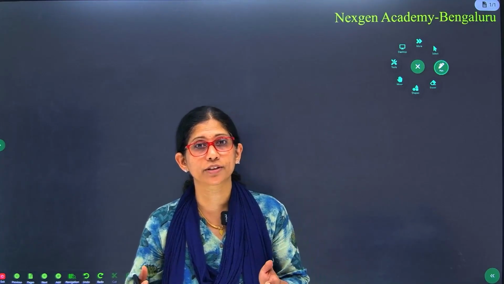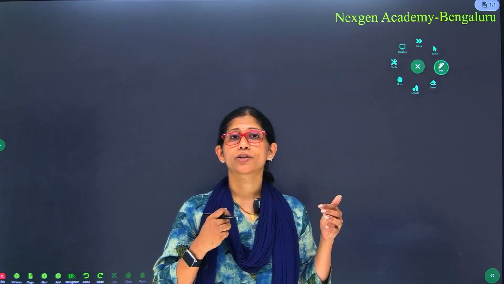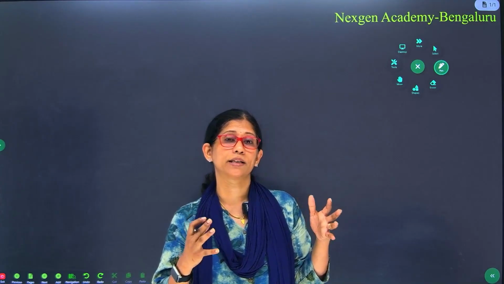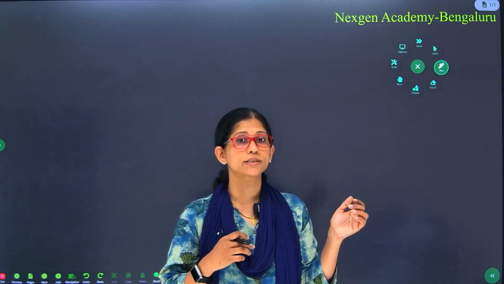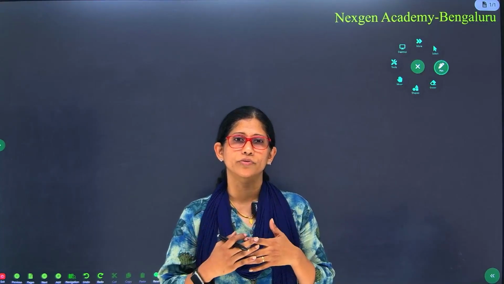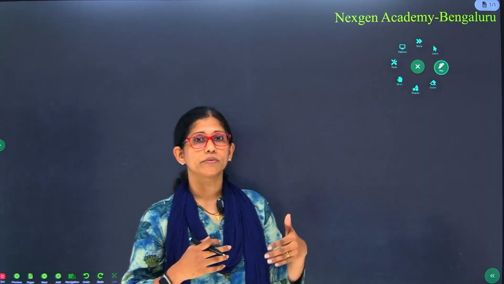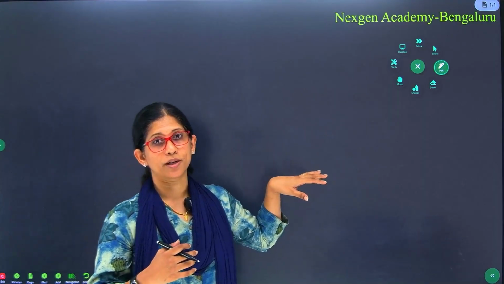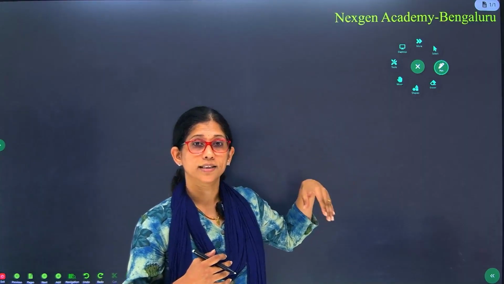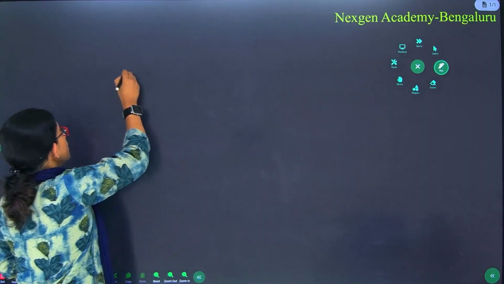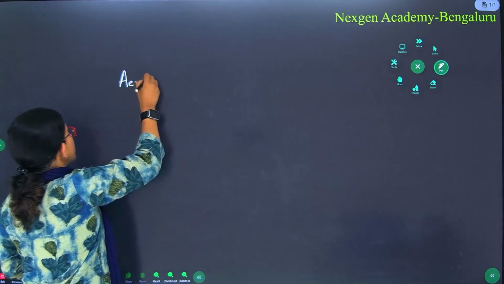What is the reason for that? Because aerobic respiration is a process where complete breakdown of the substrate happens, in this case glucose, and anaerobic respiration is a process of partial breakdown of the substrate, right? So now we will start the process of aerobic respiration. We'll discuss what are the steps that are involved in aerobic respiration, right?